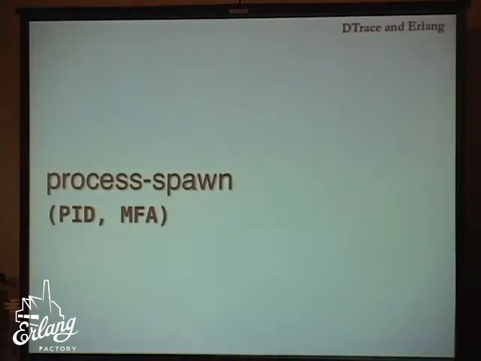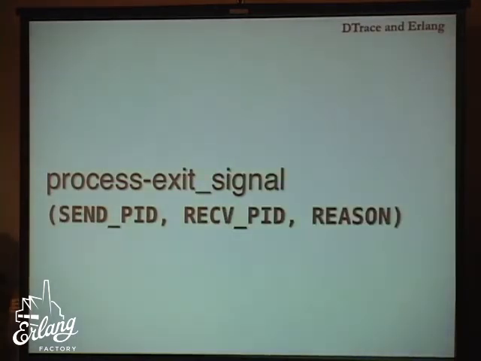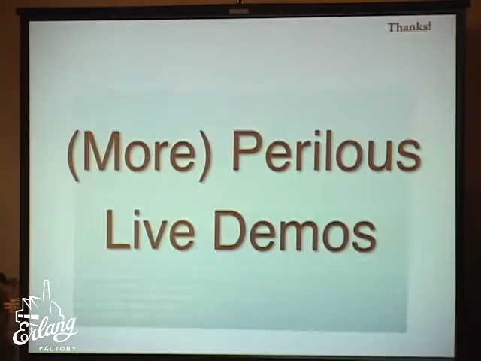So just real quick, these are the things that are in the appendix. There's a process spawn probe, right? It has a PID and MFA. There's a process exit, with PID and reason. You guys have already seen this. There's a sender PID, a receiver PID, and a reason. So all of these things are documented. Erlang has 41 probes, and I didn't want to talk about them all because that's all we would talk about if that's what we were going to do. So it's a little bit ridiculous.